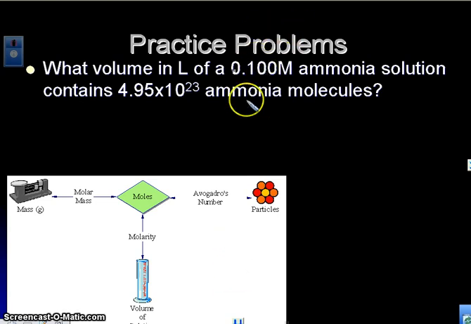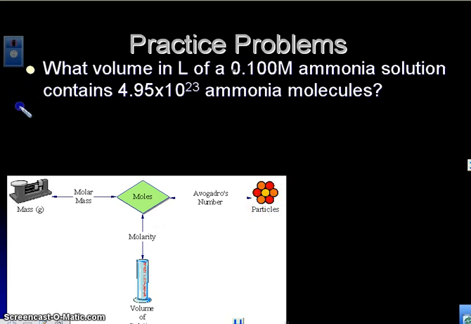So using the molarity, we know if you look at the flowchart, we can use molarity to find volume. But since that's the last thing that we're being asked to find, the volume, we know that we're going to use that somewhere at the end. We need to start over here with molecules and convert molecules to moles, and then we'll use moles to convert to liters using molarity.